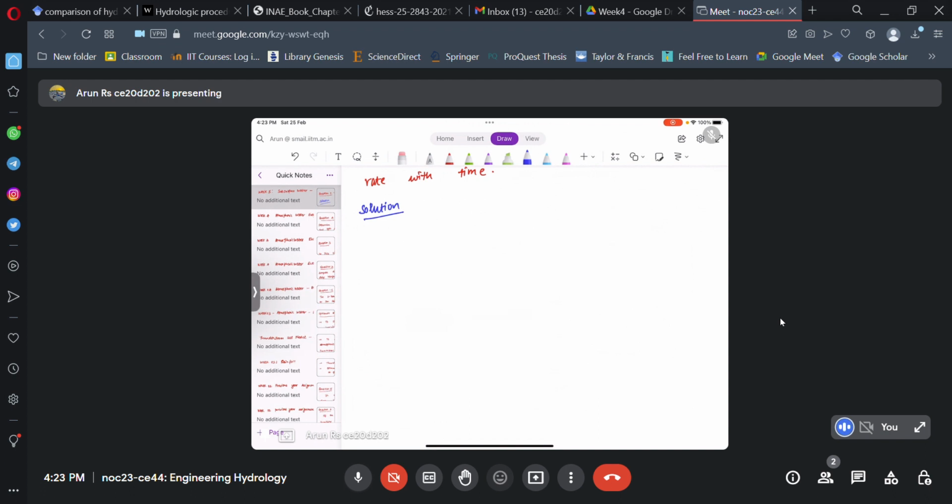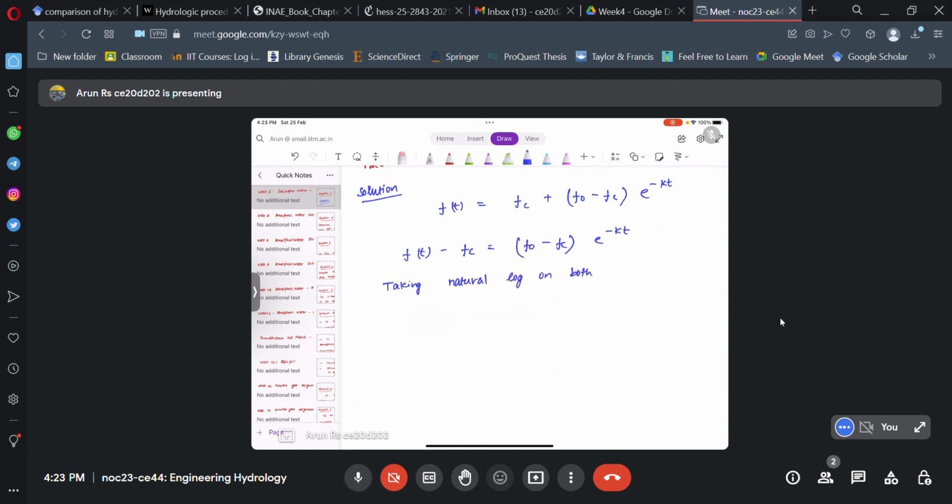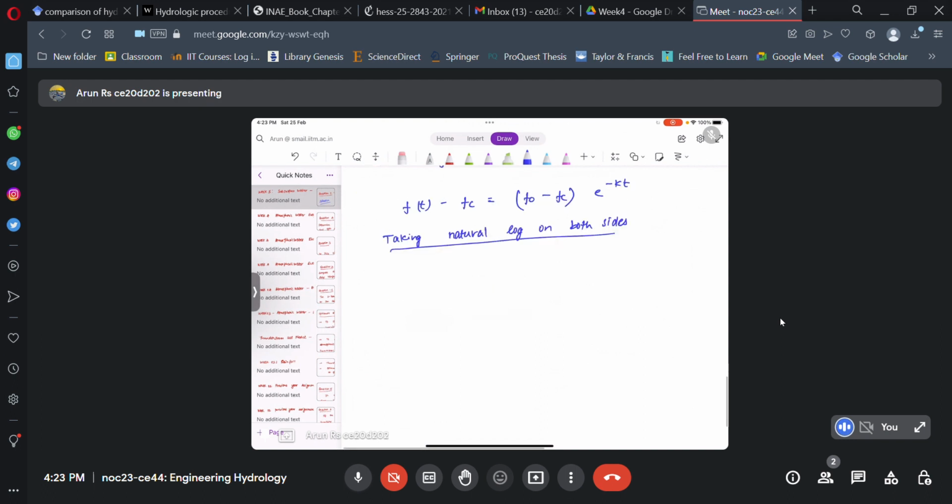So here we know the Horton's equation. Infiltration rate at any time t is equal to the constant infiltration rate plus initial infiltration rate minus the constant infiltration rate into e to the power of minus kt. So we are rearranging this equation. So f of t minus f of c is equal to f naught minus fc e to the power of minus kt. Taking natural logarithm, we can now write this equation as ln of f of t minus f of c is equal to ln of f naught minus fc minus kt.